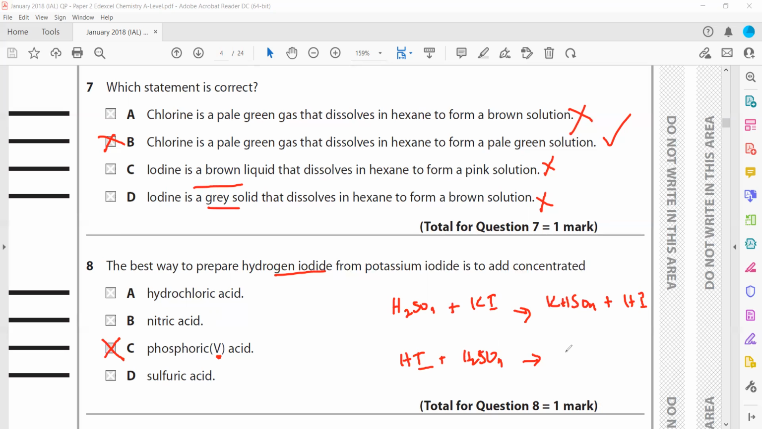As a result, multiple products are produced. It might produce hydrogen sulfide and iodine molecule, or sulfur dioxide and iodine molecule, or sulfur and iodine molecule. The same thing happens with nitric and hydrochloric acid, but with phosphoric acid, iodide is not able to reduce the phosphorus, because phosphorus valency is 5, so it is not able to reduce that. That's why we prefer to use phosphoric acid.